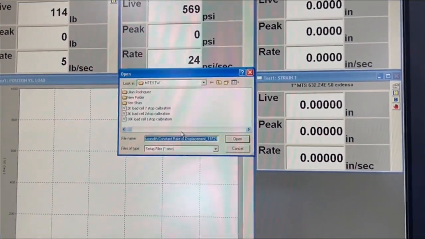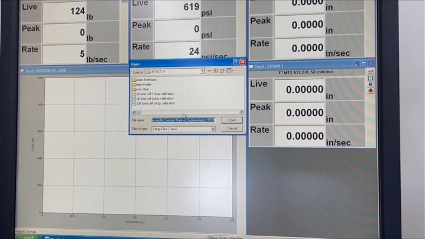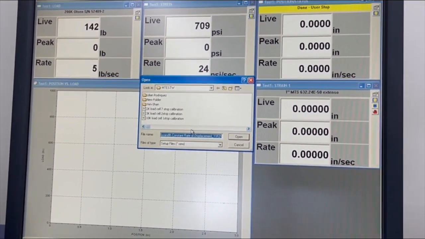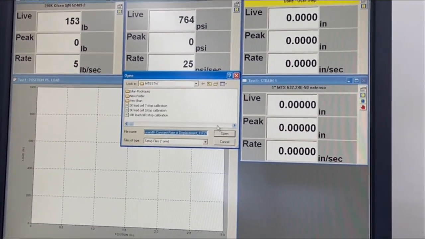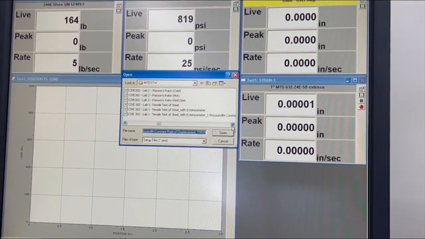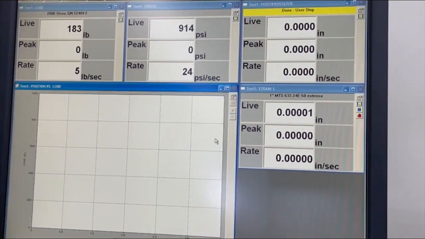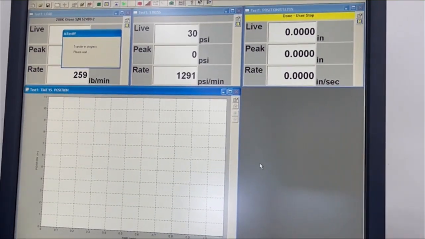Okay, and then I want to float the table. I have to float the table first. The name of the file is in the checklist. It says go to 0.5 inches. So go to 0.5 inches. That will be right here. So I open up that file, like so. Okay.